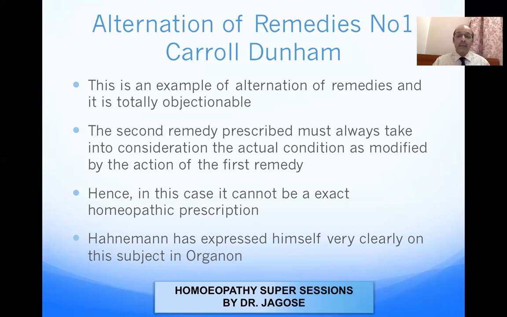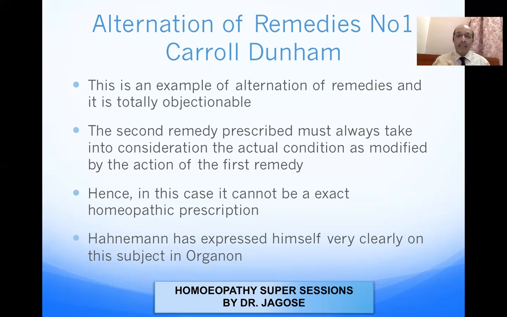Whereas in this case of acute tonsillitis, what are we doing? We are giving Belladonna, then we are giving Mercurius. So the second time when we give the remedy Mercurius, we are not taking into consideration the totality. We are not seeing what the actual condition of the patient is, but we are alternating Belladonna and Mercurius at an interval of 4 hours. So this is totally objectionable, not allowed in homeopathy.